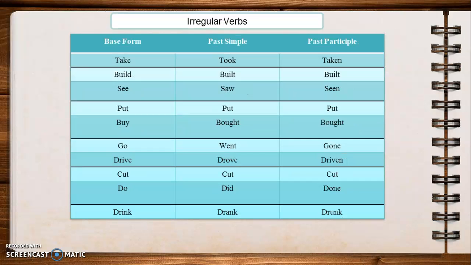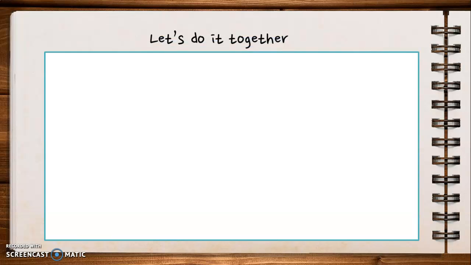Irregular verbs is the changing of the vocabulary totally different, ya. Jadi sangat berbeda. For example, take, took, and taken. Build, built, and built. See, saw, seen. Go, went, gone, and many others, ya. Okay, now let's do it together.